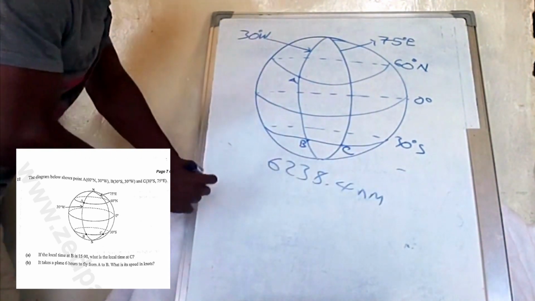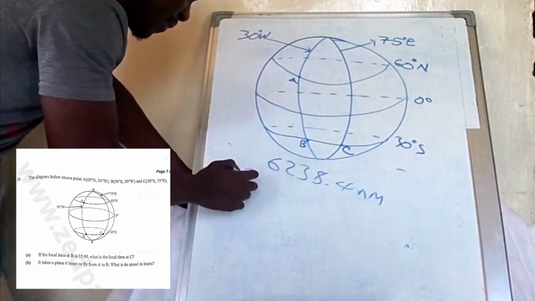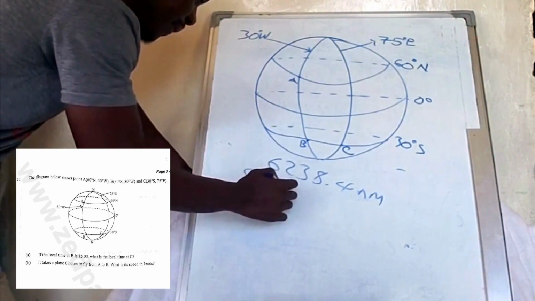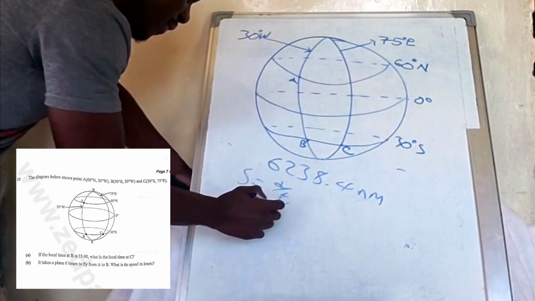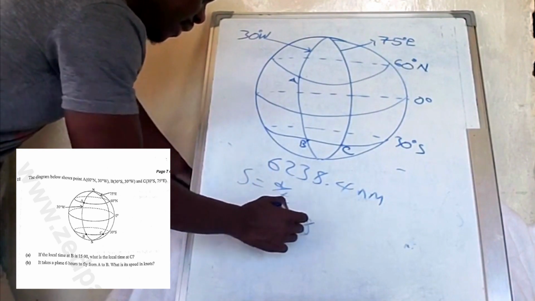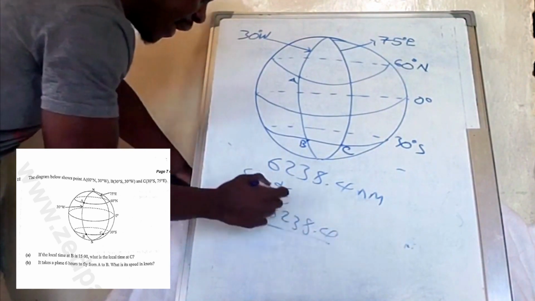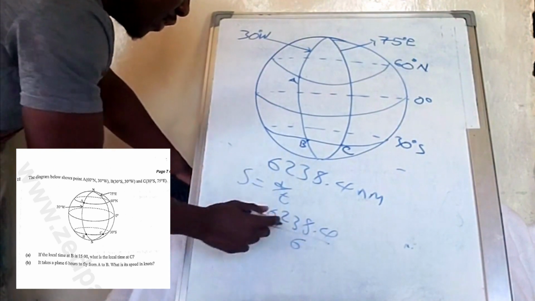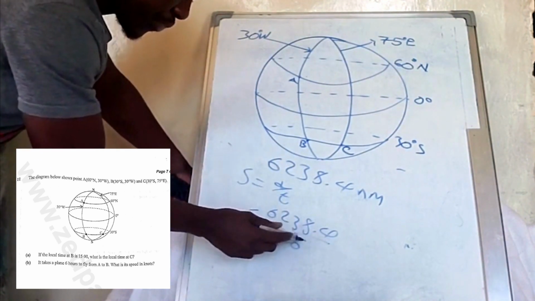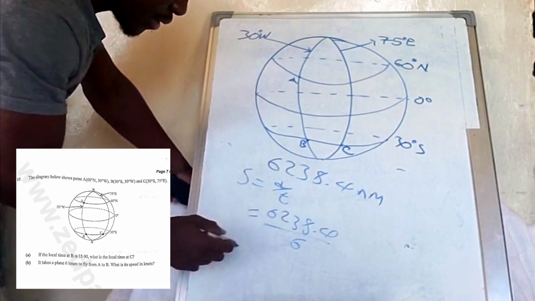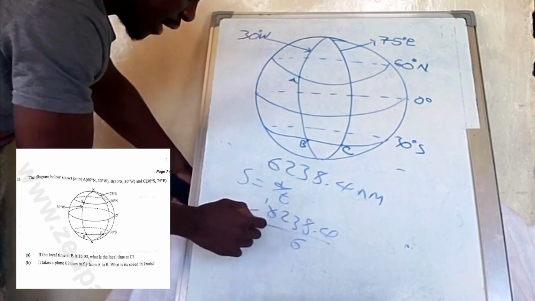Now to find the speed at which the plane was moving, we say speed equals distance over time. Now distance is that, so we're going to have 6238.4 divided by the time that we've been given, which is 6 hours. So 6 into all of this, we're going to have 6 into 6 is 1.